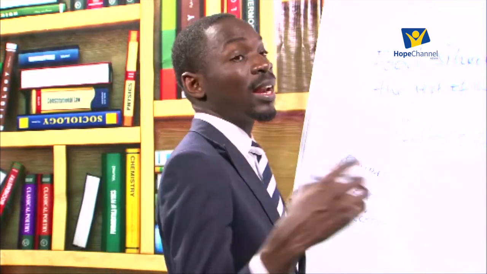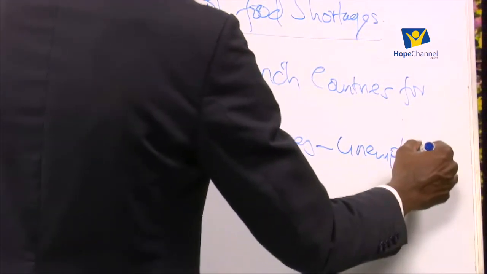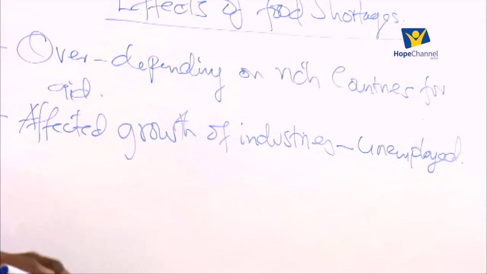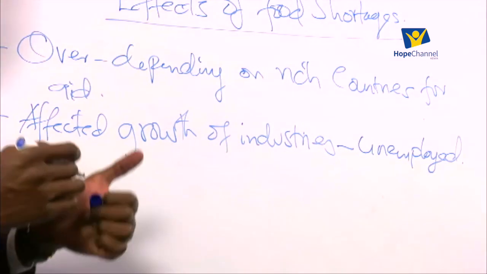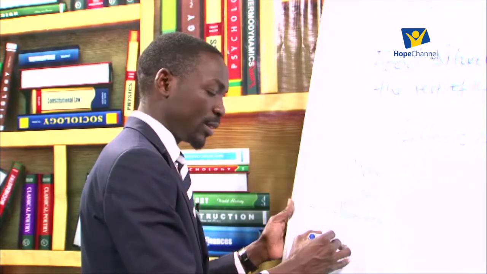And eventually, this will lead to unemployment, because if we don't have enough industries, therefore we'll have a large population which is unemployed. Yeah. So if we have a large population which is unemployed, we lead to what we discussed about the social vices which take place in a community as a result of lack of enough food. So therefore, that is another negative effect which comes as a result of food shortage in Africa. And lastly, it leads to what we call political instability.